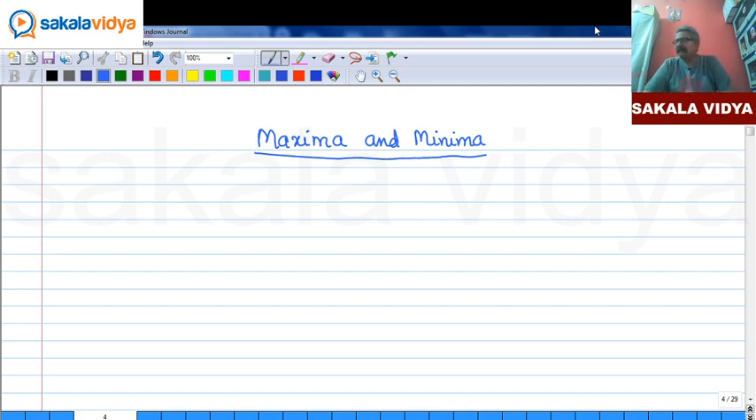In the last session we discussed matrices and determinants. Today we are going to start the new chapter, that is Maxima and Minima.